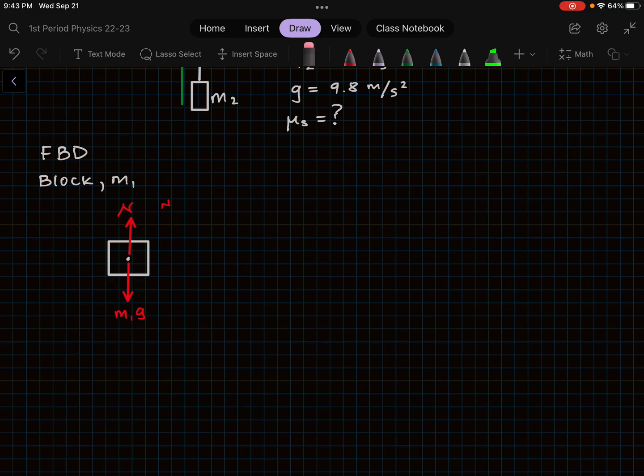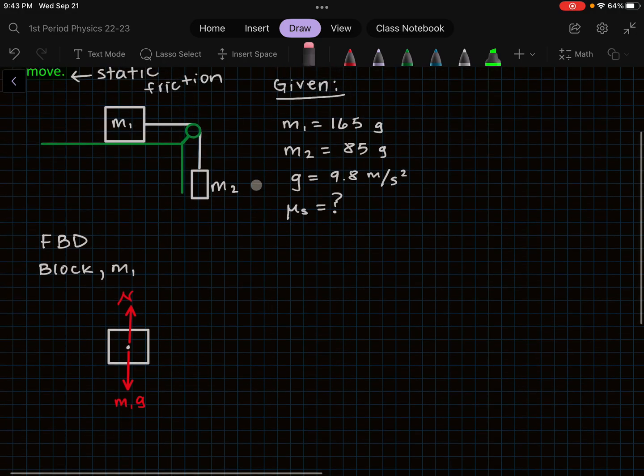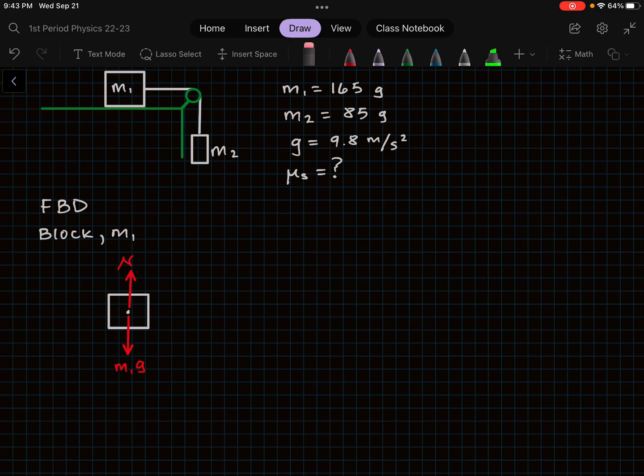Okay? That's fine. Now, in the horizontal direction, well, we have a string which is pulling on the mass, though it's not moving. We know it's pulling because there's tension, right? It's pulling on it. So we have tension to the right.